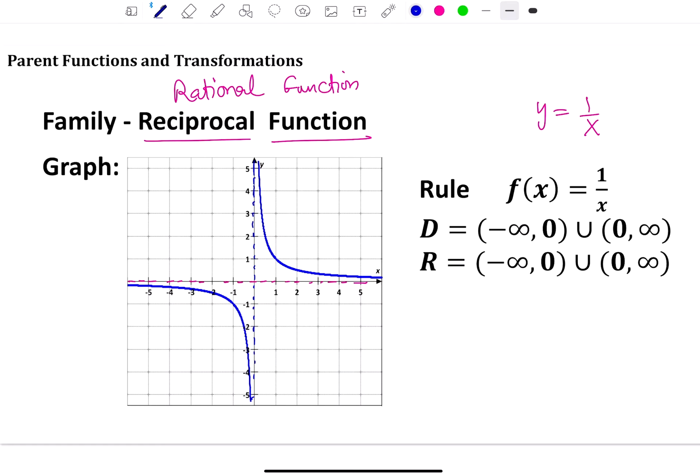Horizontal asymptote is the end behavior of the graph, when x becomes really, really large. What y value are we approaching as x becomes really, really large? Vertical asymptote is what x value we are approaching when y becomes really, really large. In this case, when y becomes really large positive or really large negative, we are approaching x equal to 0. Same thing when x becomes really large positive or negative, we are approaching y equal to 0.